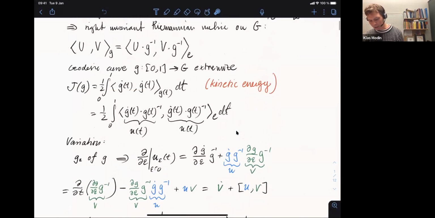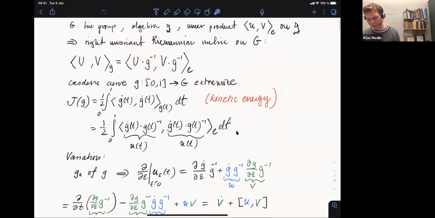Anyway, once we have this Riemannian metric, we want to look at geodesic curves. What is the condition for a curve to be a geodesic? It has to extremize the action functional. In particular, I have this kinetic energy Lagrangian given by the metric, and then I integrate over time and I get this action functional. I want the curve to extremize this functional.